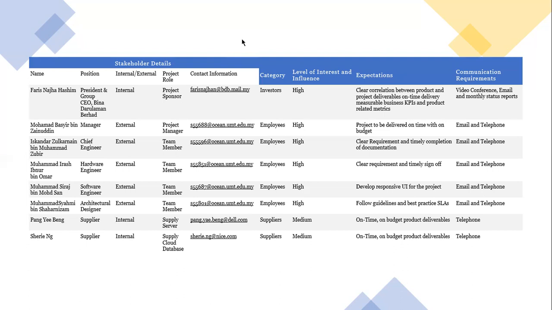And the last one is sharing up. As the position as supplier, which internal. The level of interest and influence are the deliverable. We communicate with her we use the telephone.